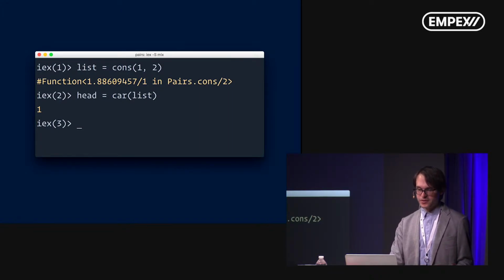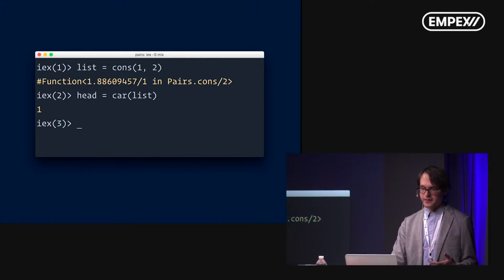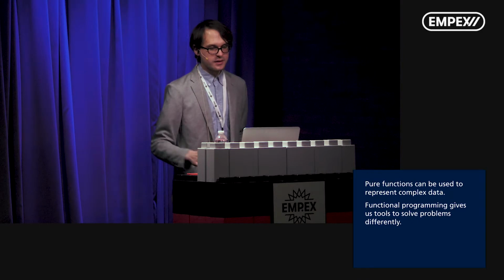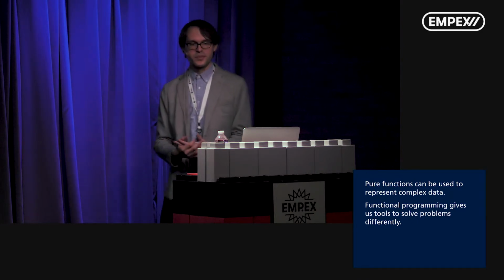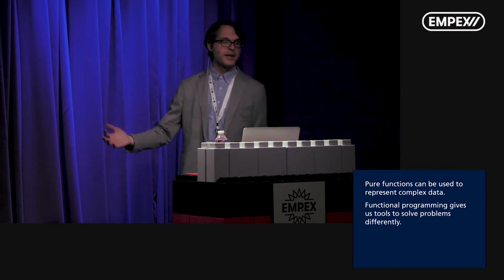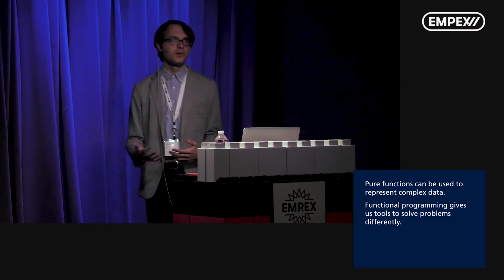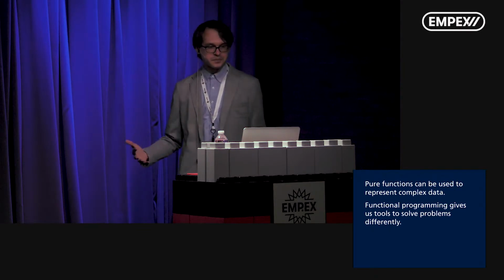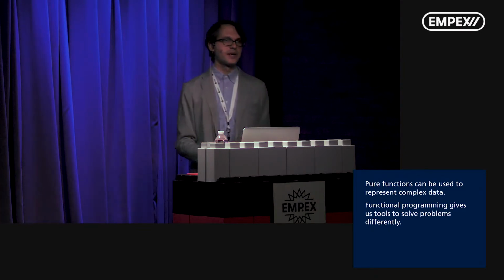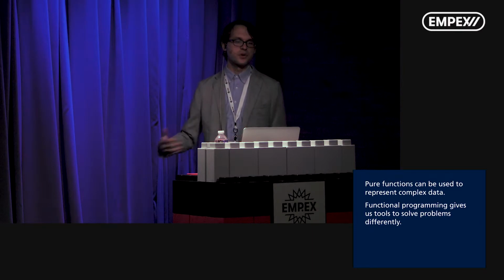So yeah, it returns a function and you call the car on the function, and then it gives you 1. Okay, so it taught me two things. It taught me that you can use just pure functions to represent pretty complex data, because you can nest these pairs as much as you want to, and you can do a map filter with just that representation of pairs. And also, more importantly, functional programming gives us tools to solve problems differently.